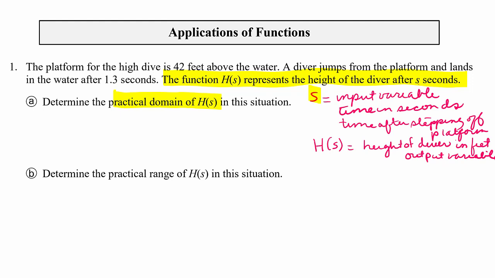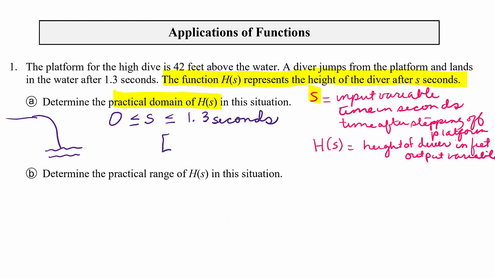Then our practical domain we can write using inequality notation or interval notation. In inequality notation, we would have our variable s. Before the diver has jumped, 0 seconds have passed, and then the diver jumps and is in flight. It kind of looks like this. Here's the diving board. The diver's here and he just jumps off and then lands in the water. The time it takes him to go from the jump to the dive is going to be less than or equal to 1.3 seconds. So that's the practical domain of this function.